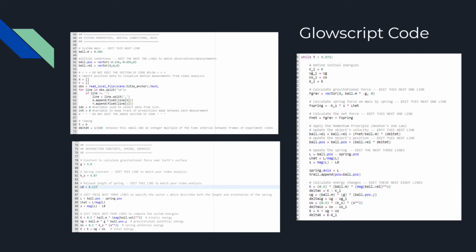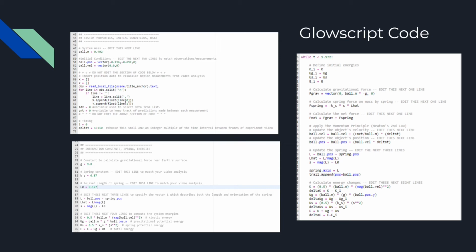Below, you see 3 lines defining the vector L, which describes the orientation and length of the spring. We will need this to calculate the spring force, as well as the spring potential energy. Finally, at the bottom, you can see 4 lines defining the 3 types of forces based on our equations from earlier, as well as the total force, which is the sum of these 3 forces.